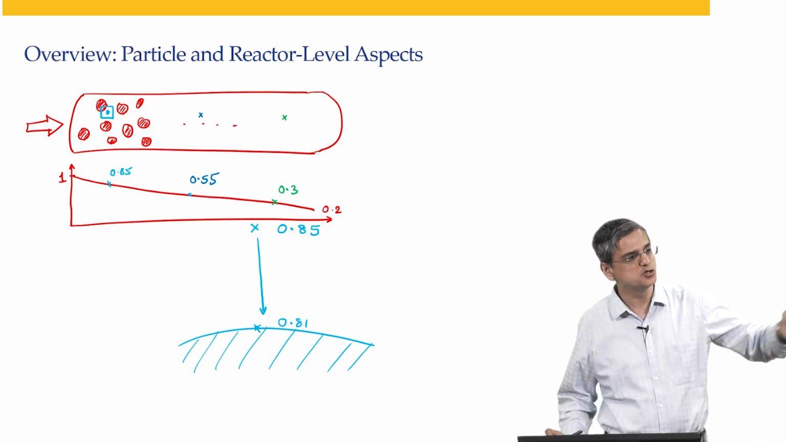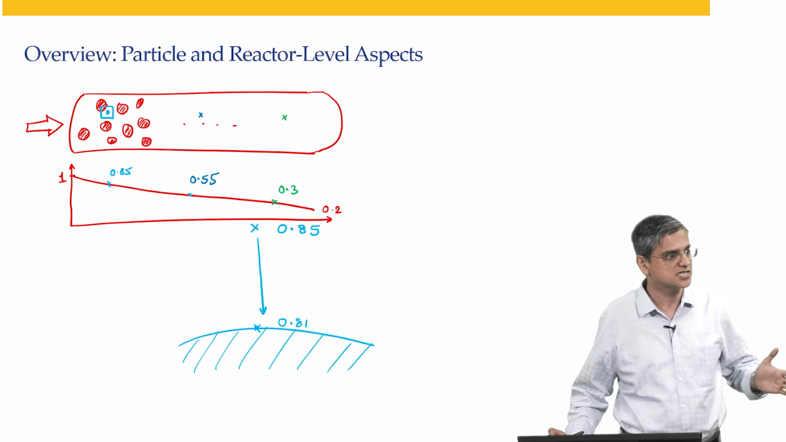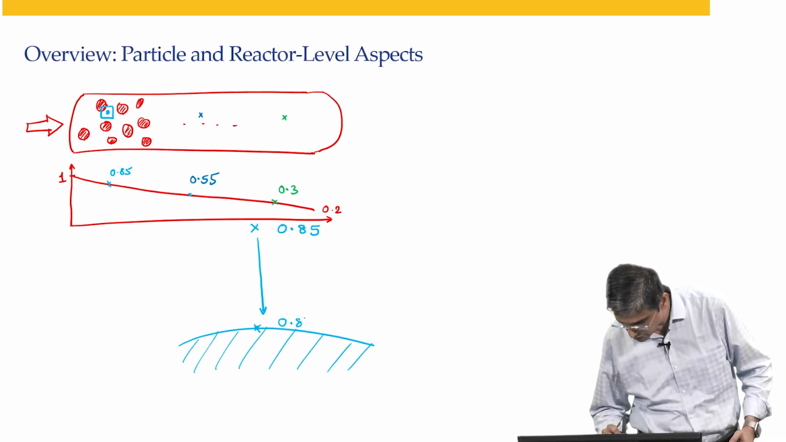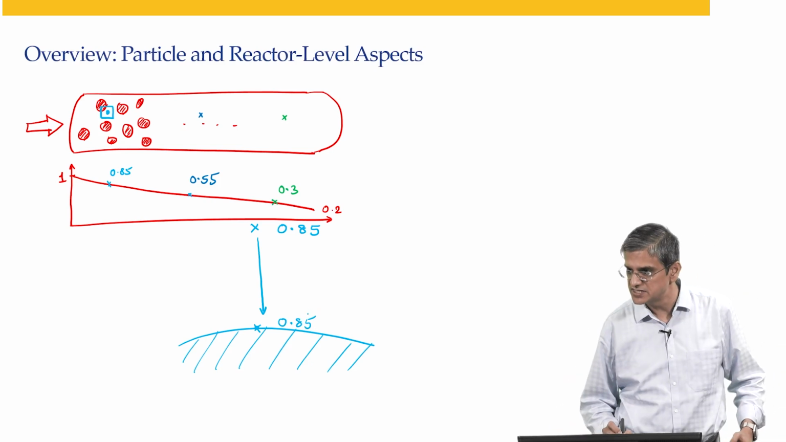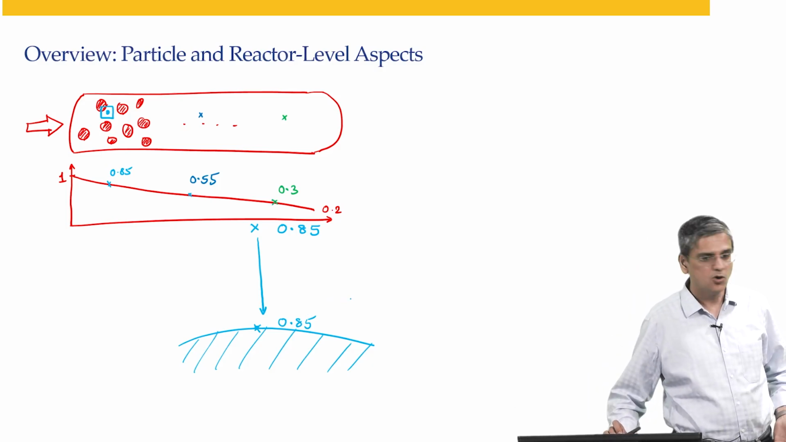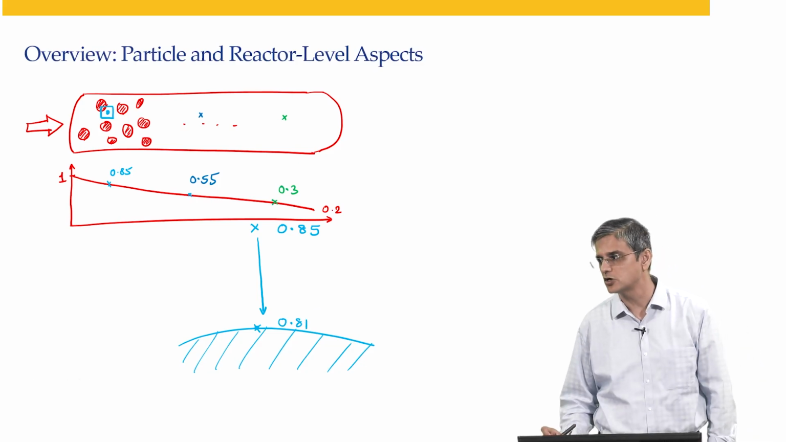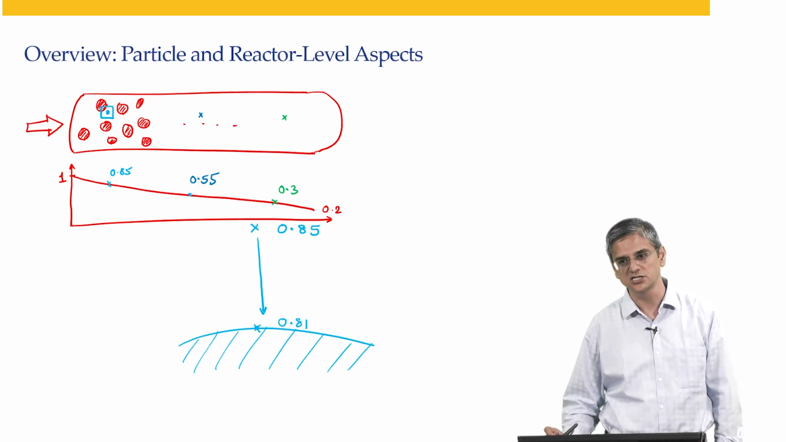We have diffusion that is taking place. Why is the diffusion taking place? If there was no reaction, the concentration over here would be 0.85 itself. There will be no reason for diffusion to happen. Why does the diffusion happen? Diffusion happens because the concentration is lower. The concentration is lower because the reaction is taking place.